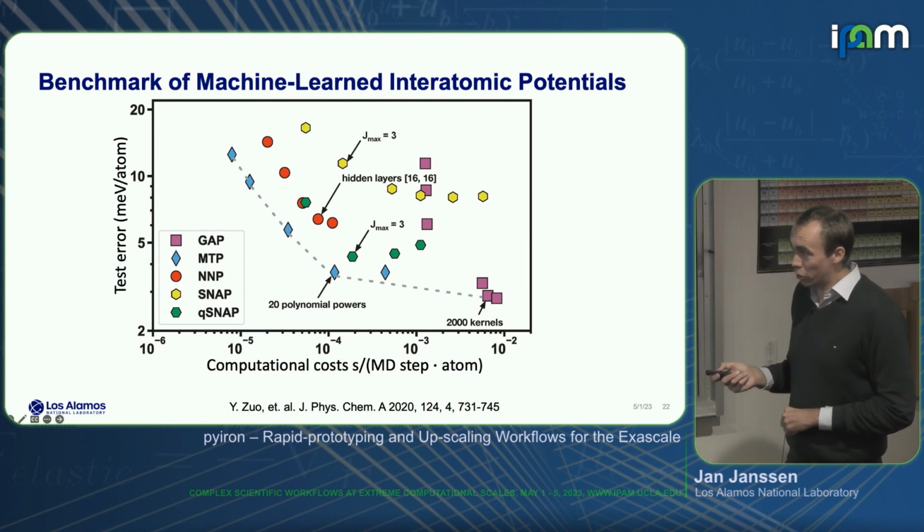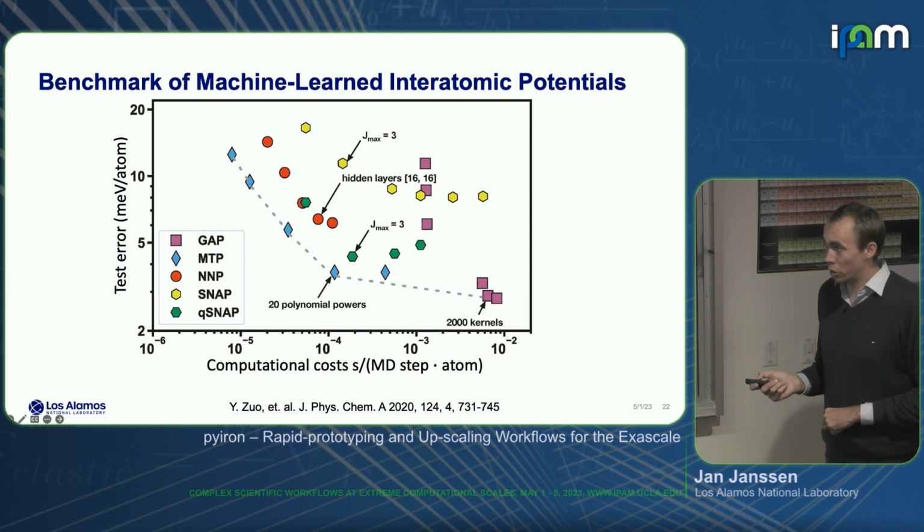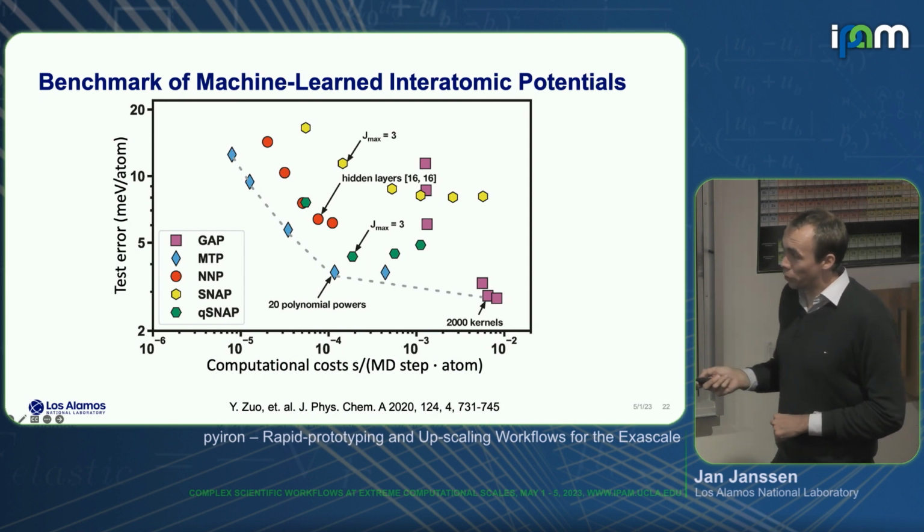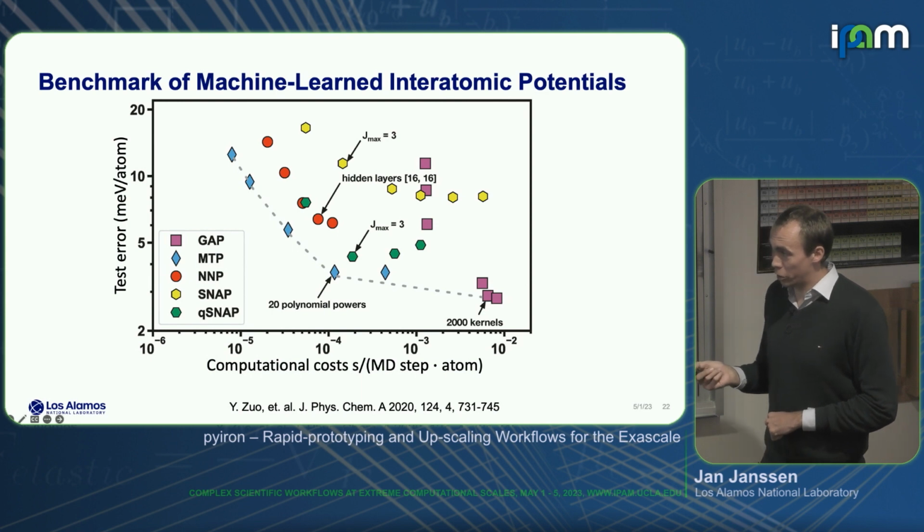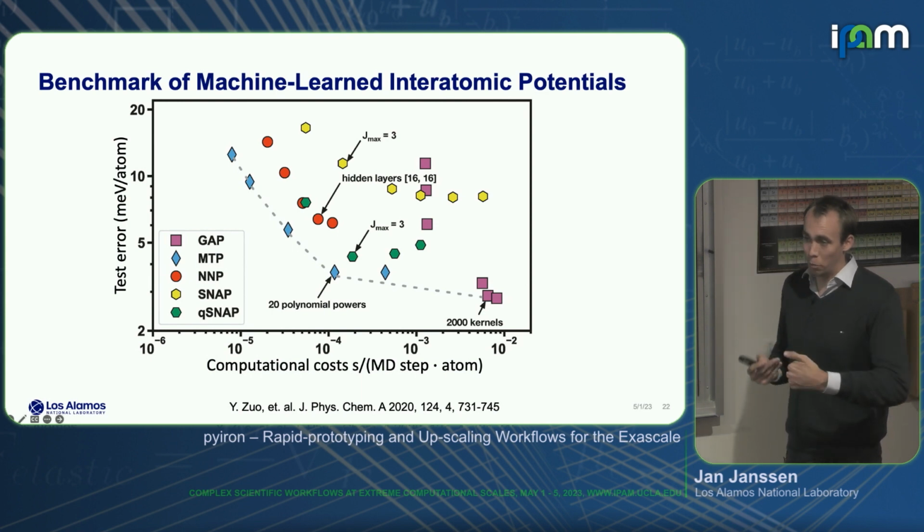For the remainder of this talk, I will focus on the SNAP potentials, ones in the linear way, which are a bit more away from the Pareto frontier, and the quadratic SNAP that you see here as green symbols, which are much closer.